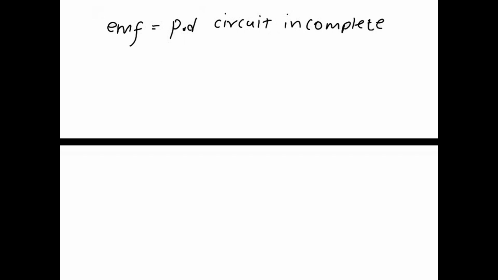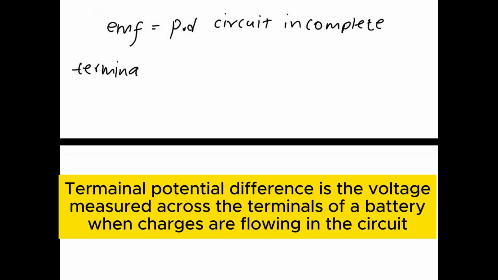So we have an EMF, which is potential difference. I'm going to write PD, potential difference when the circuit is incomplete. There is no current or there is no charge flow in the circuit. We also talk about terminal potential difference. It is the potential difference of that battery when the circuit is now complete.